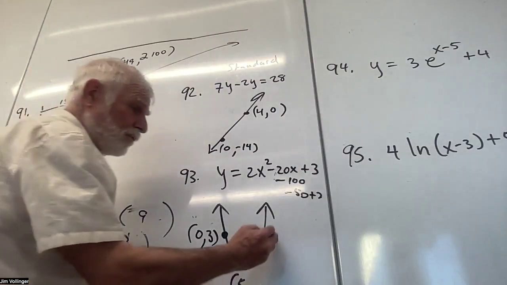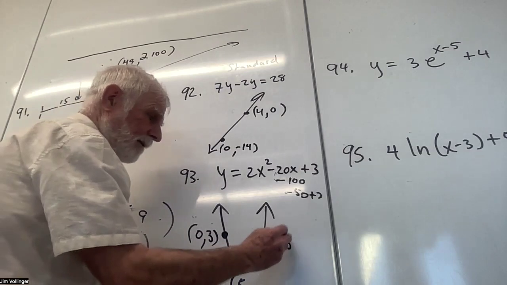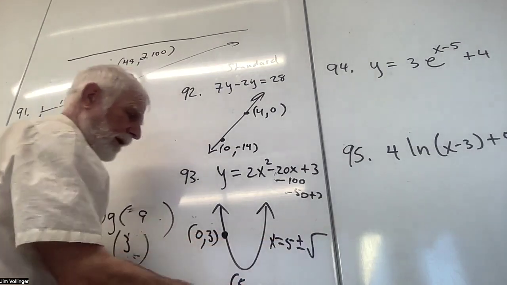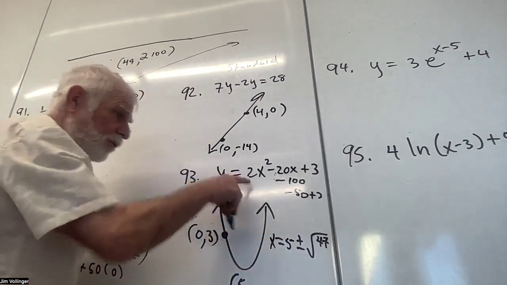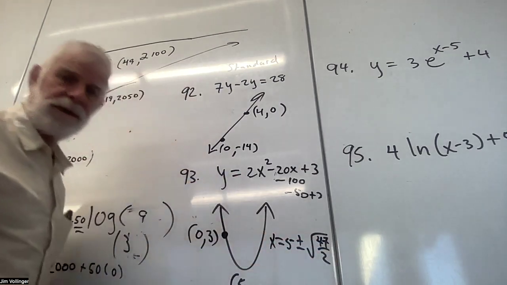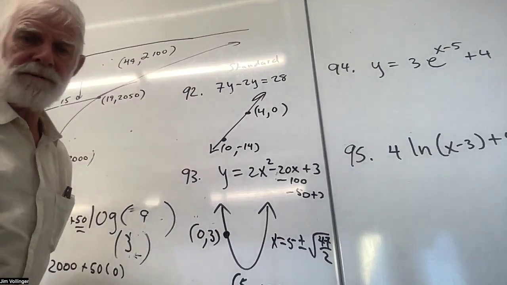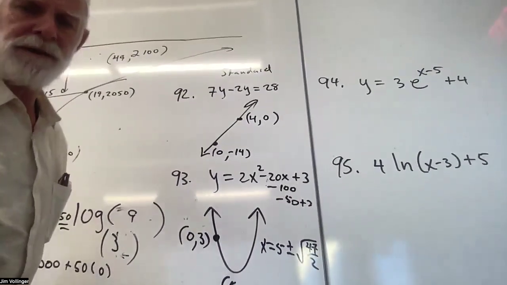You also have your roots. Your roots are measured from 5, plus or minus the square root. I got to go up 47 units to get to 0, but I'm multiplying by 2. And there's your roots. And Rene, you're a little off-centered there, Rene.